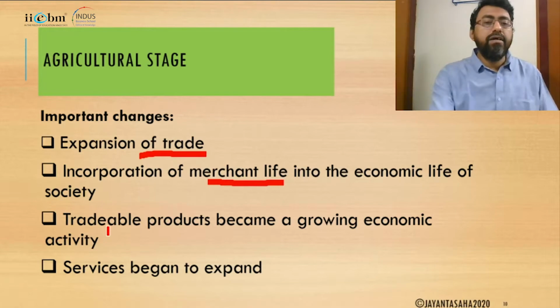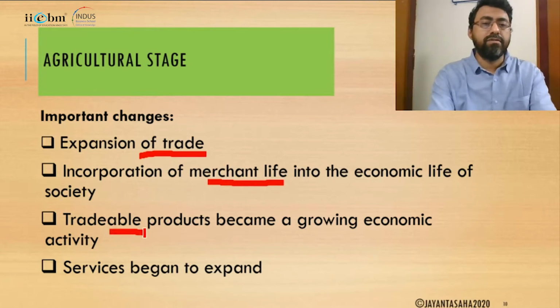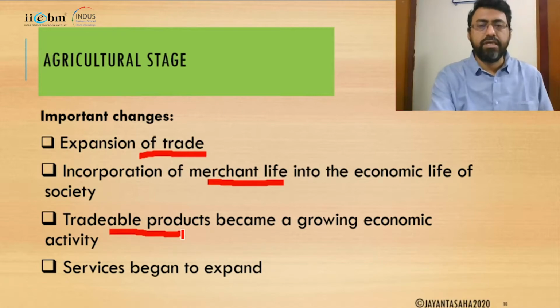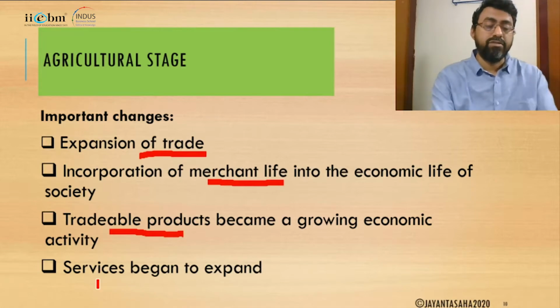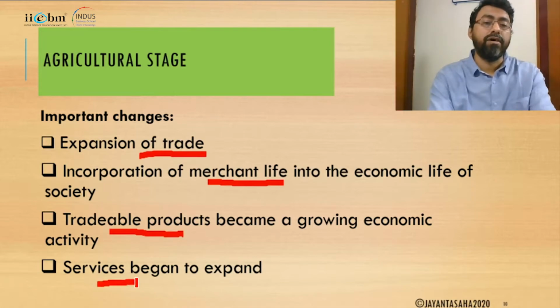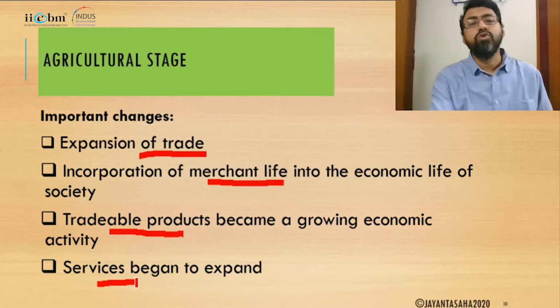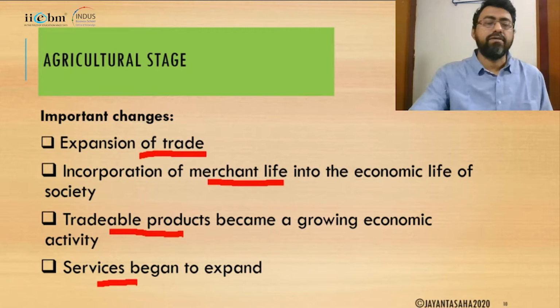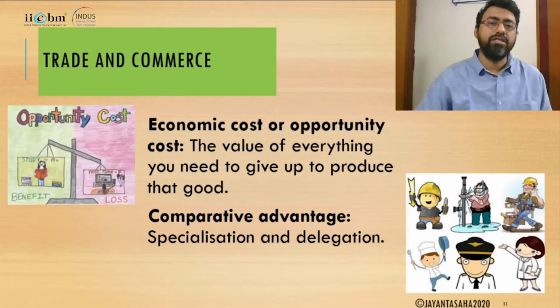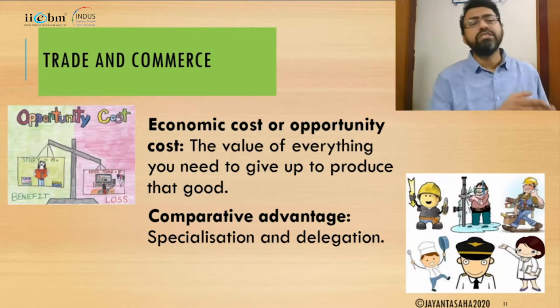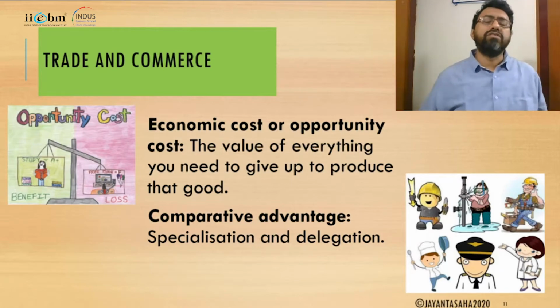Then again, tradable products became a growing economic activity. So trading products, trade as an activity, became very important. Services also began to expand. So services are also being traded, right? So it is not just goods but also services. These are some of the innovations that were characteristic of the agricultural stage. Of course, this agricultural stage, or what is known as the feudal stage, has existed for thousands of years in human civilization.